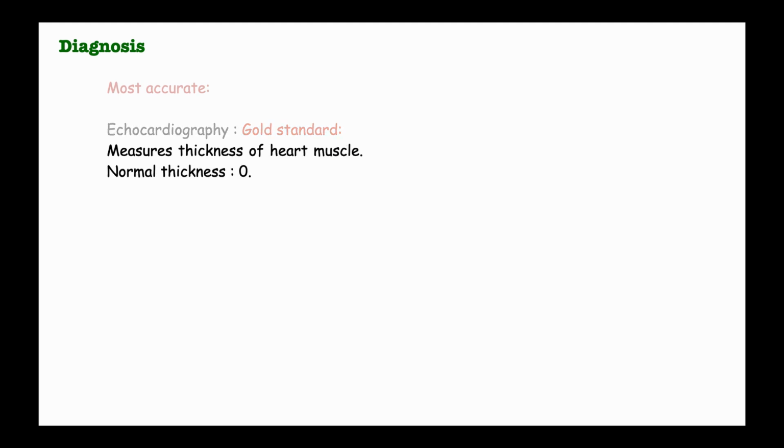Now, let's quickly look at the diagnosis of left ventricular hypertrophy. Basically, the most accurate diagnostic tool that we use in this condition is echocardiography, and so it's the gold standard. The echocardiography measures the thickness of the heart muscles. The normal thickness of the heart muscle is between 0.6 to 1.1 centimeters.